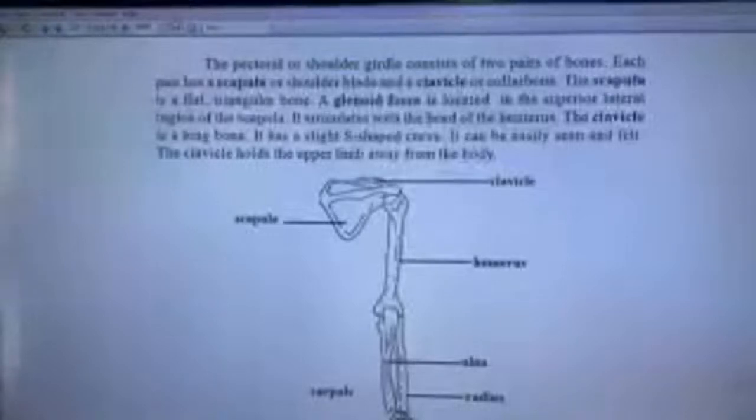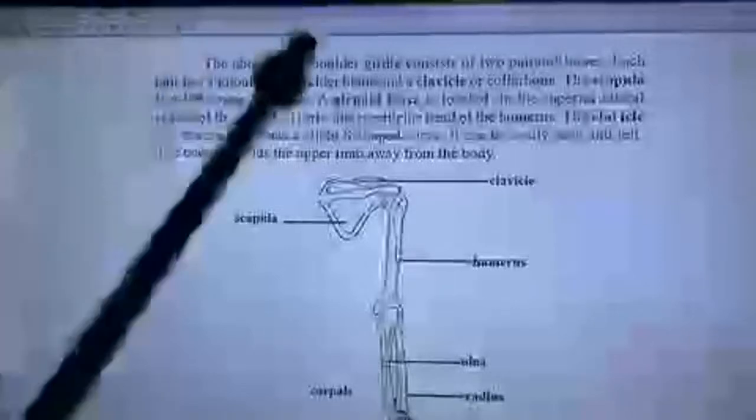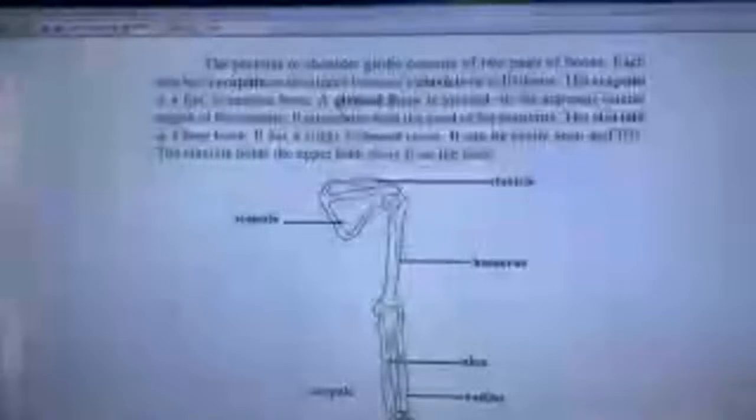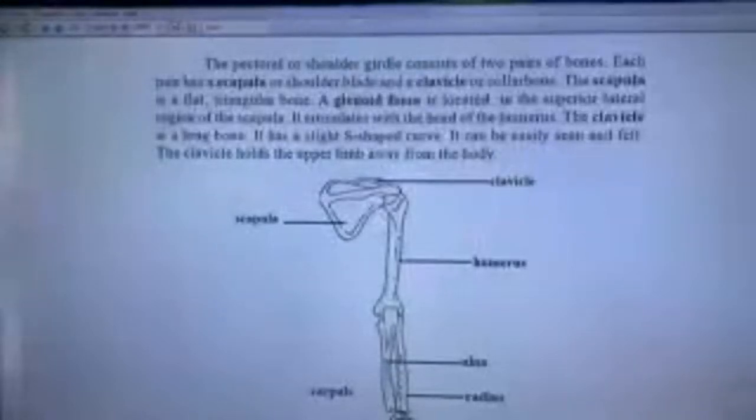The pectoral or shoulder girdle consists of two pairs of bones. Each pair has a scapula or shoulder blade and a clavicle or collarbone. The scapula is a flat triangular bone. A glenoid fossa is located in the superior lateral region of the scapula. It articulates with the head of the humerus.